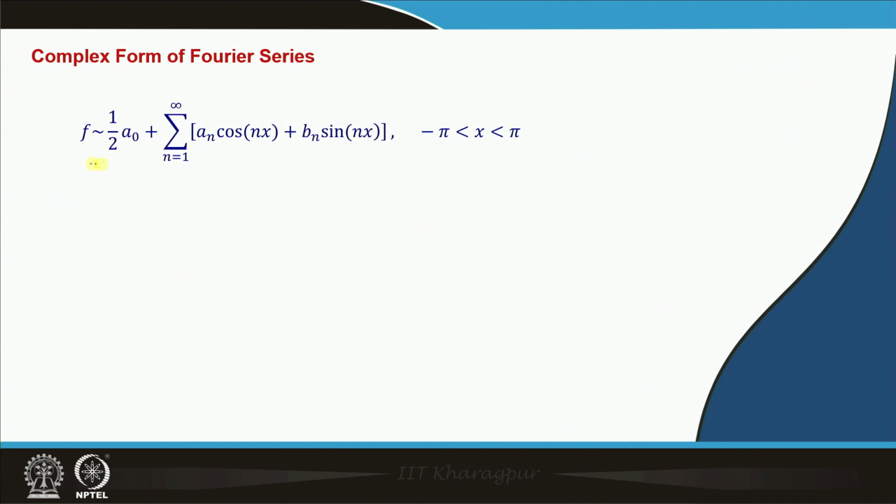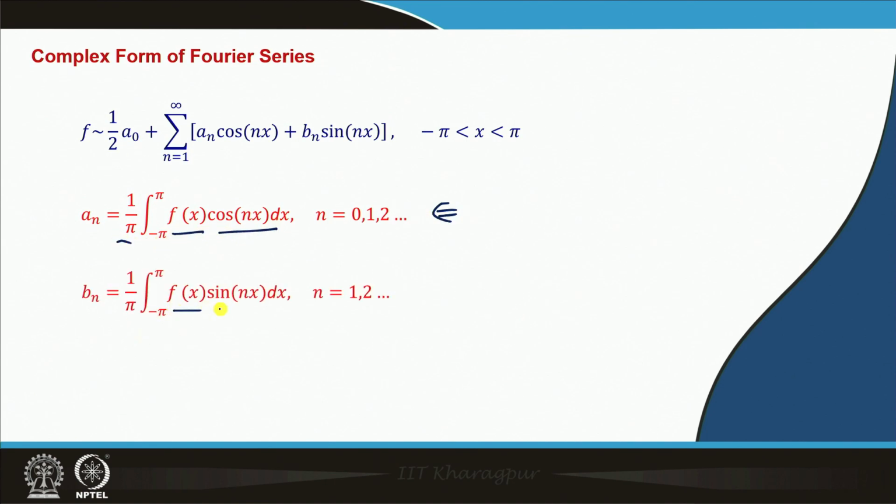So, this was the series which we have already discussed. If f is an integrable or piecewise continuous function, then we can write its Fourier series, and these a n's and b n's are called the Fourier coefficients. The expression for a n we have discussed already: 1 over pi times the integral of f x cos n x, and for b n it was f x sin n x dx, for n equal to 1, 2, 3 and so on.